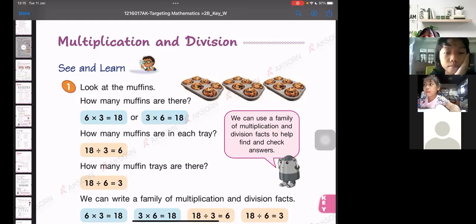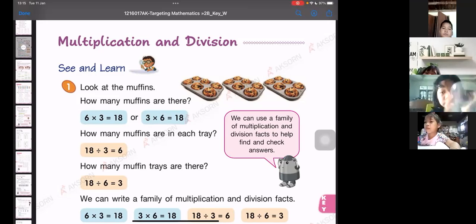Okay, now we can use family of multiplication and division to find and check the answer. So now 6 times 3 is equal to 18, right? Put thumbs up if you're agreeing. So now we're going to check the problem. So 18 is the total amount of muffins in those 3 trays. So now 18, we're going to divide it by 3 equals how many? How many muffins?